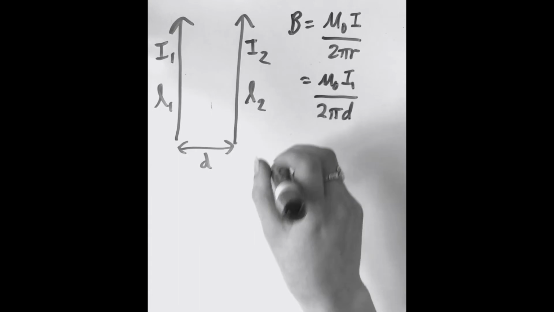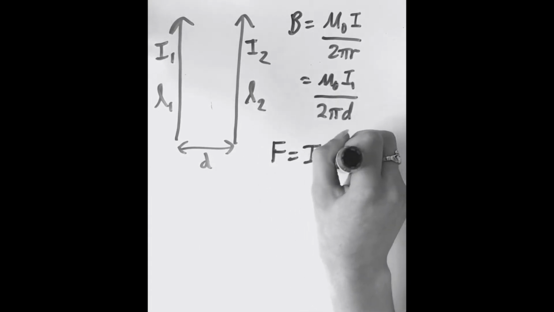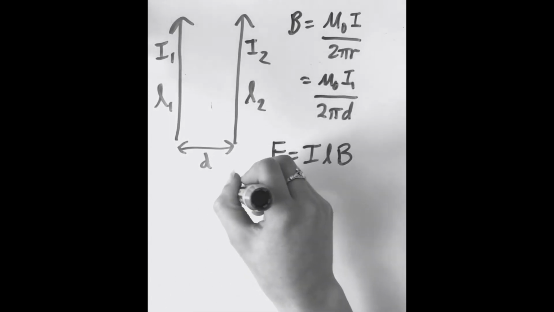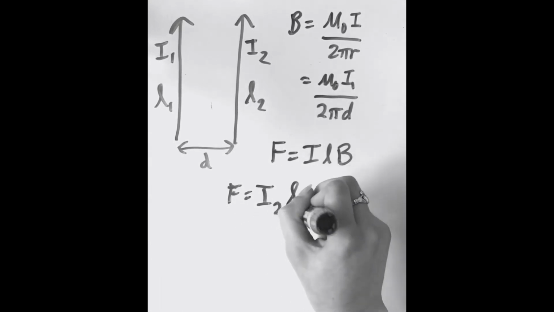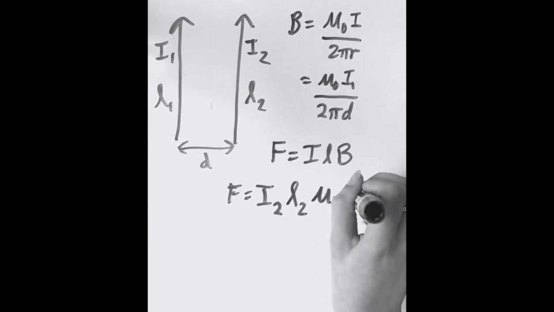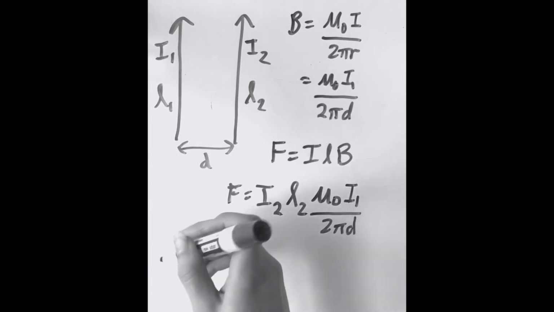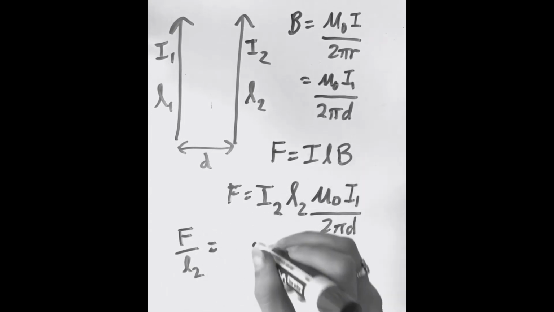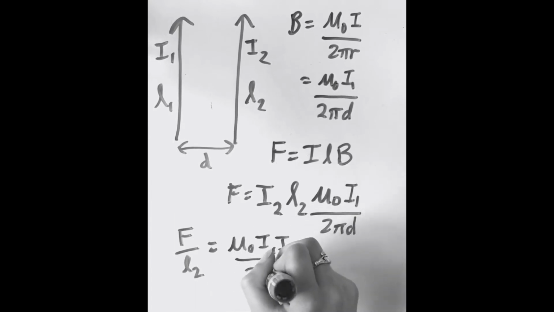So, according to the earlier equation, the force on wire 2 is going to be equal to ILB, assuming everything's perpendicular, which it is here. So, F is equal to I, the current on wire 2, I2, times L2, the length of wire 2, times B, which was mu naught I1 over 2 pi d. So if you want to find the force per unit length, you're going to take this and divide by L2. And you're going to get mu naught I1 I2 over 2 pi d.